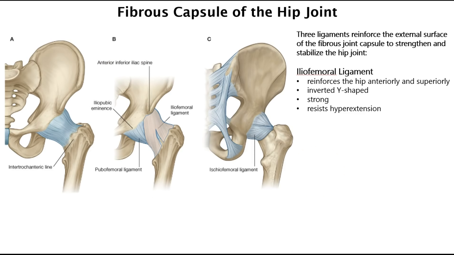Like all joints, the hip joint is surrounded by a robust joint capsule. Three ligaments reinforce this external surface of the joint capsule to strengthen and stabilize the hip joint. The iliofemoral ligament reinforces the hip anteriorly and superiorly. This ligament has an inverted Y-shaped appearance and attaches from the AIIS of the coxal bone superiorly to the intertrochanteric line of the femur inferiorly.